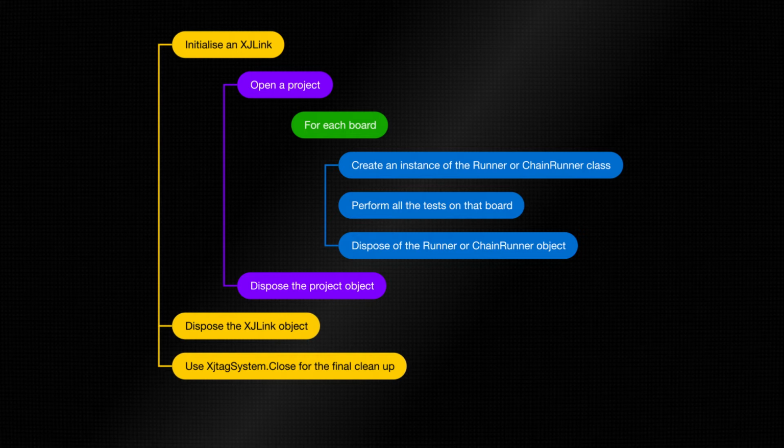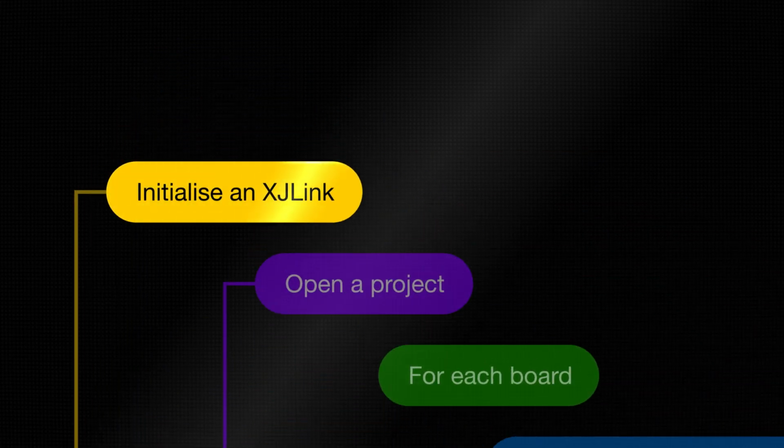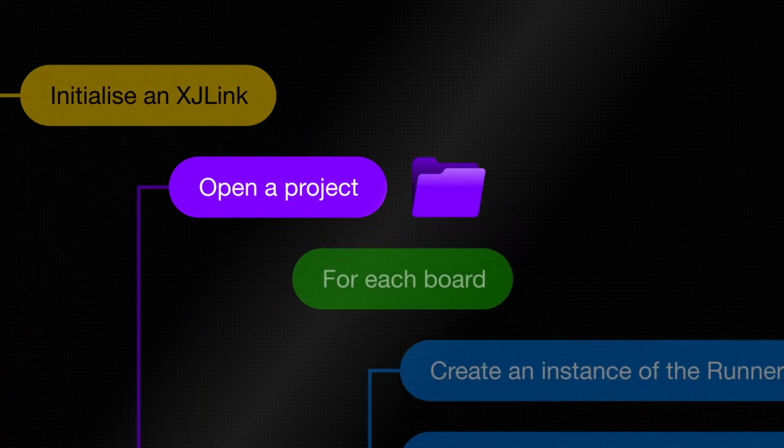These are important points that you need to understand to make your code work properly and to get the best out of XJ integration. To run a test that uses XJ integration, there's a sequence you need to follow. First, initialize an XJ link to establish communication. Then, open the project that contains your board details and any tests that have been defined.